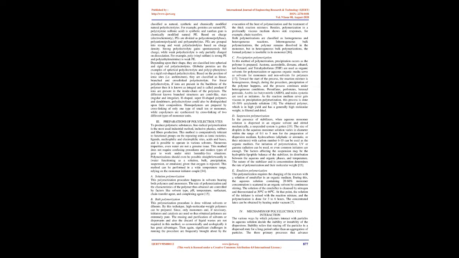Polyelectrolytes could also be distinguished upon their composition. Homopolymers are prepared by cross-linking of only one type of small ion or monomer, while copolymers are synthesized by cross-linking of two different types of monomer units.